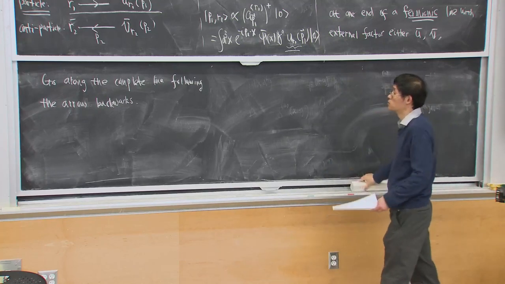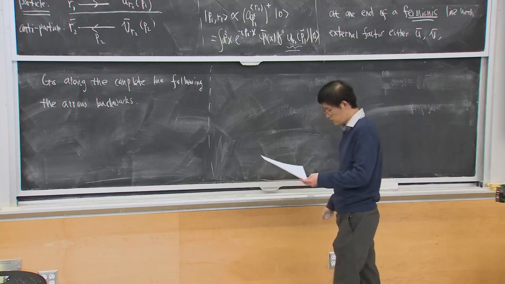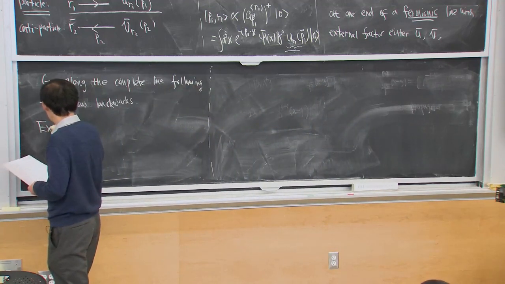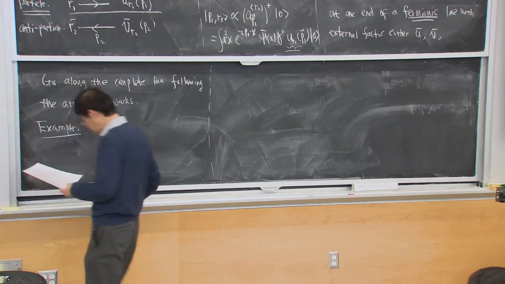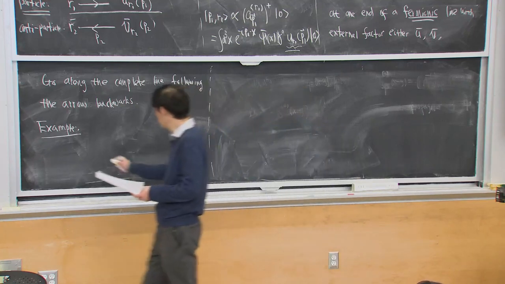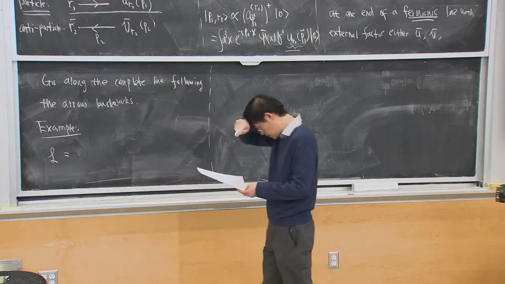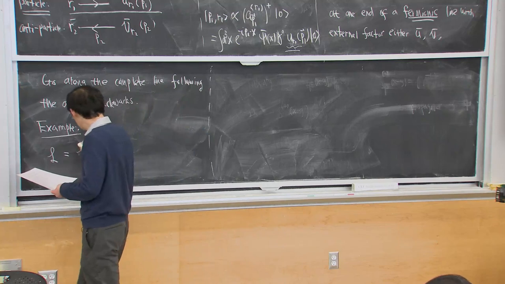Now we'll explain this rule using an example. So now let's consider the following example. A very important example in the development of particle physics is called Yukawa theory, which Yukawa proposed in the 1930s, and for which he got a Nobel Prize.